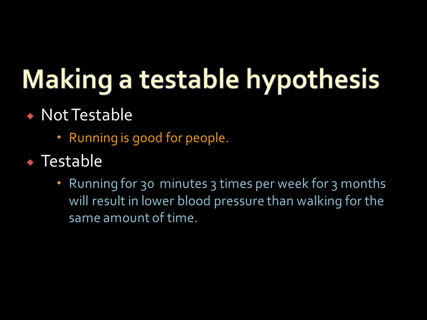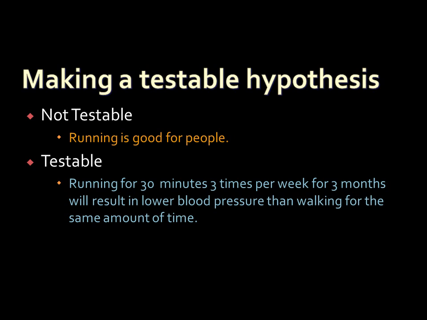Similarly, people is not very specific either. Does it mean that running is good for all people? Is it as good for people who are 70 as it is for people who are 20? So you can see then that the statement running is good for people is maybe an intuitively accurate prediction, but it's not a testable hypothesis.